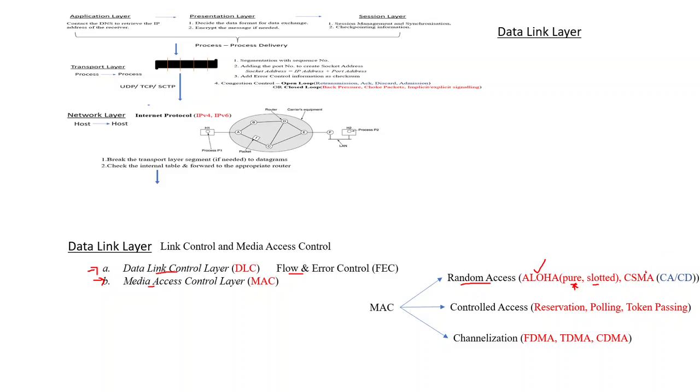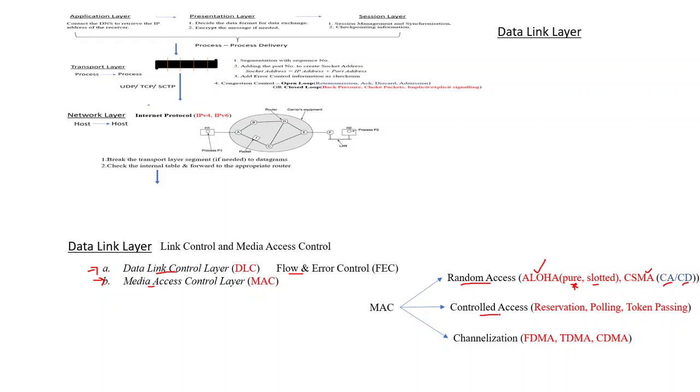Then we have CSMA, or carrier sense multiple access, where there are two kinds of protocol of collision avoidance and collision detection. Now CSMA, before sending the message, tries to sense if another station is also sending, but apparently this also has its own failure points. So now came the controlled access.